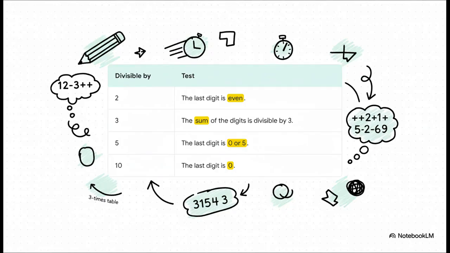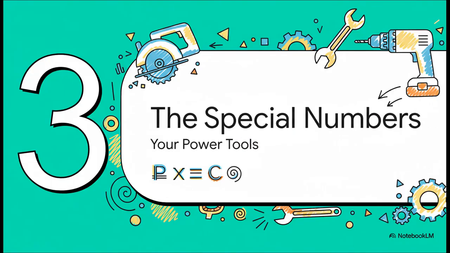And here, my friends, are some amazing shortcuts. These divisibility tests are absolute time savers, especially when you can't use a calculator. Want to know if a huge number is divisible by 3? Don't bother dividing, just add up its digits. If that sum is divisible by 3, the whole number is. So useful.